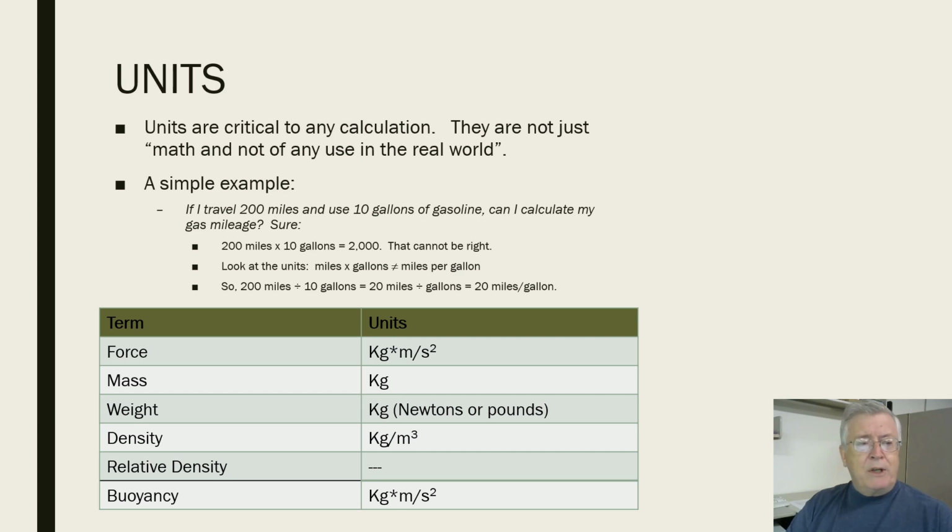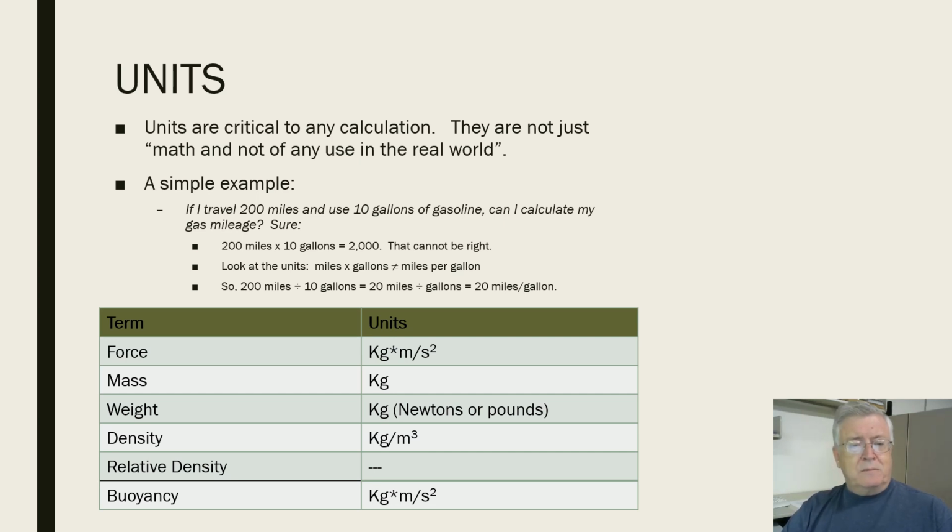So here are some of the units. I mentioned them in the definition, but I wanted you to have them in a table. Force is kilograms times meters per second squared. Notice that meters per second squared is acceleration. Kilograms is mass. Mass is kilograms.